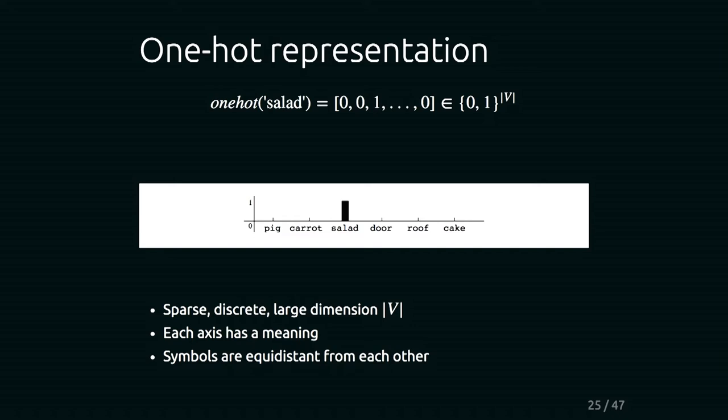Each axis has a meaning a priori, which is good because it's easy to interpret, but it's bad because it means that the distance between two vectors taken at random is always the same, whatever the meaning of the symbols that have been represented that way. For instance, the distance between the vector that represents salad and the vector that represents carrot is the same as the distance between salad and cake or roof or pig or whatever. Which is a problem because it doesn't really capture the meaning of the concept.